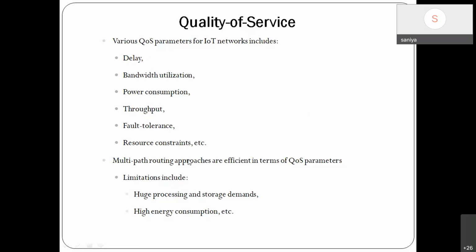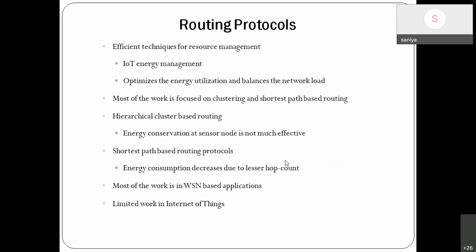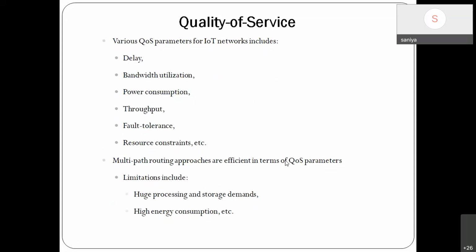Multipath routing approaches are efficient in terms of QoS. So, they have focused on this. One can try this to get an idea of how we can have the QoS parameters balanced. Then there are limitations: huge processing and storage demands, high energy consumption is seen, and so on. So how they have balanced it, they can have their own algorithm. I have the references at the end of the PPT. If somebody is interested in one of the topics, you can go through those papers.